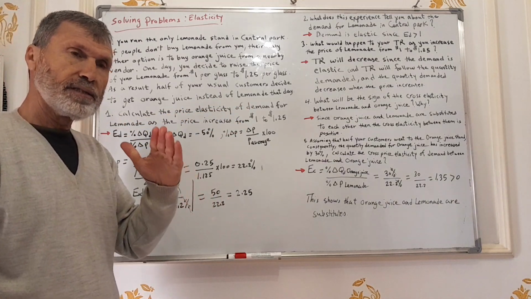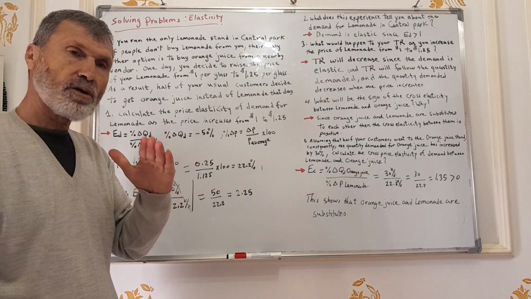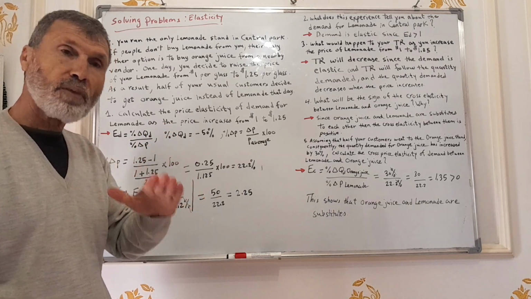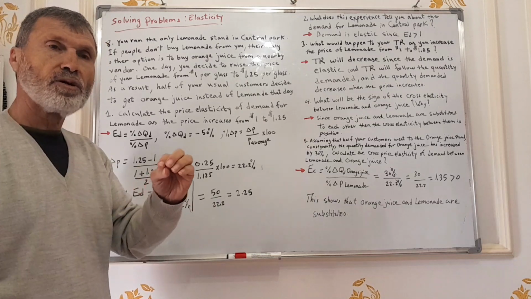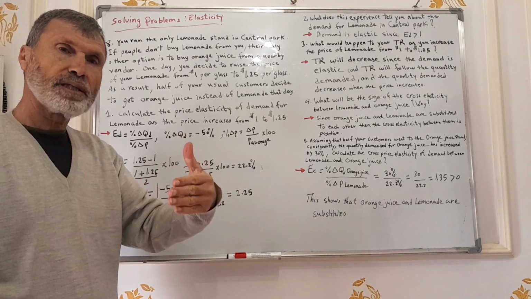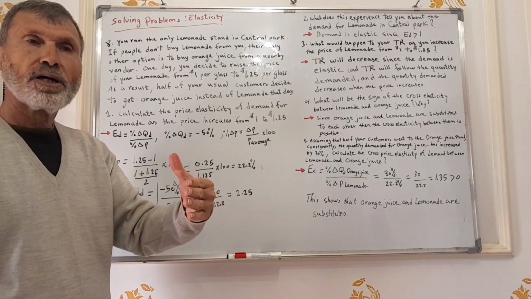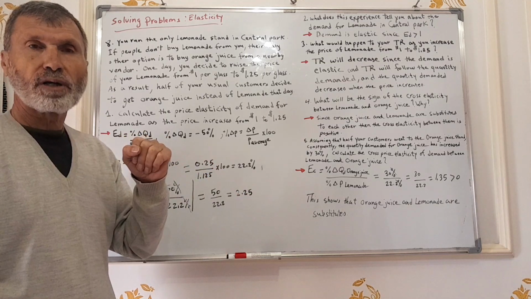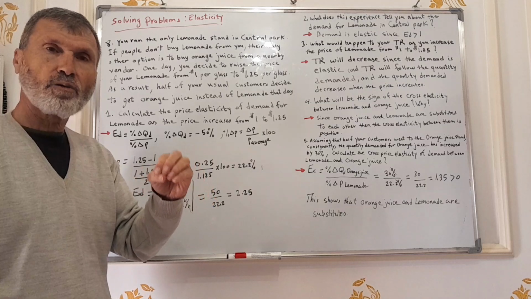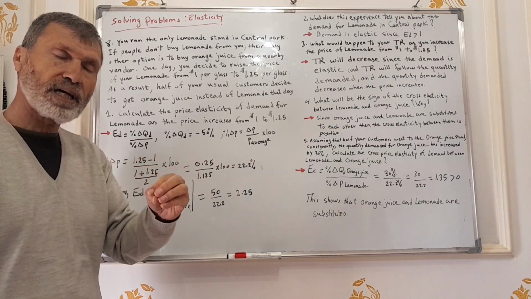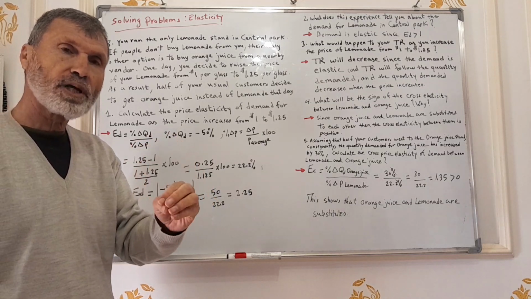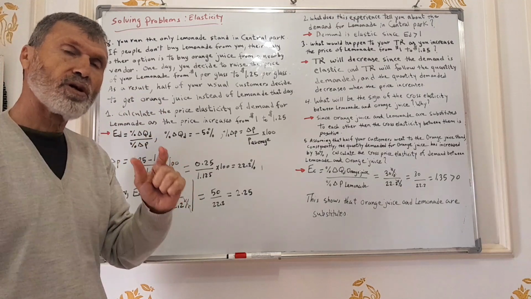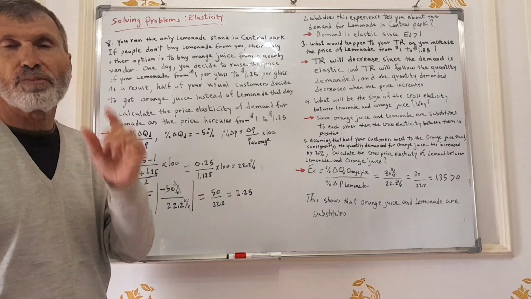So here, the percentage change in the quantity demanded of lemonade is what? Minus 50%, because there has been a decrease of 50% of the quantity demanded of lemonade. Therefore, the percentage change in the quantity demanded of lemonade is minus 50%.